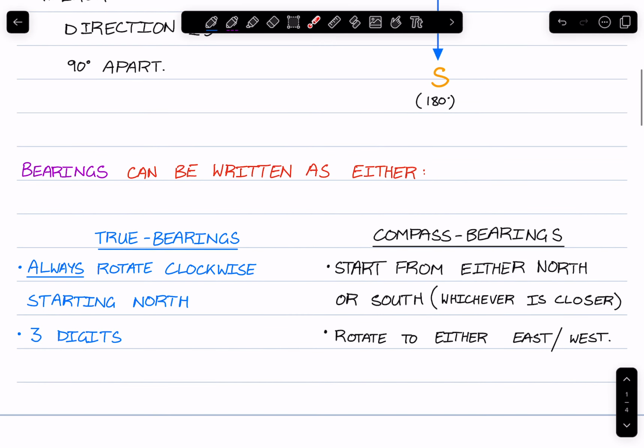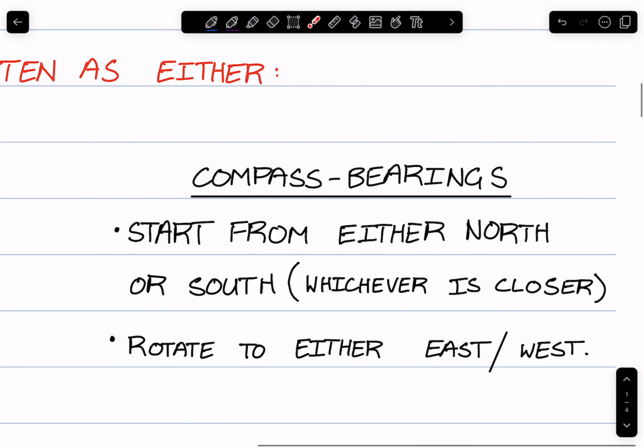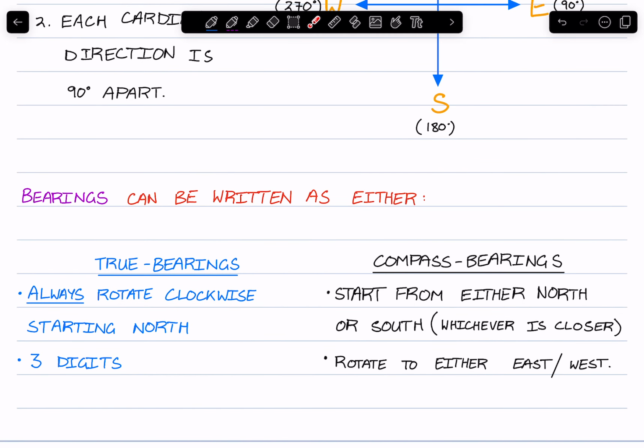Now, bearings have two ways to write them. They are written as either true bearings or compass bearings. True bearings always rotate clockwise starting from north, and they are always 3 digits, whereas compass bearings can start from either north or south, whichever might be closer, and they rotate to either east or west. Now, this may not mean much until we get into some examples, so let's do exactly that.